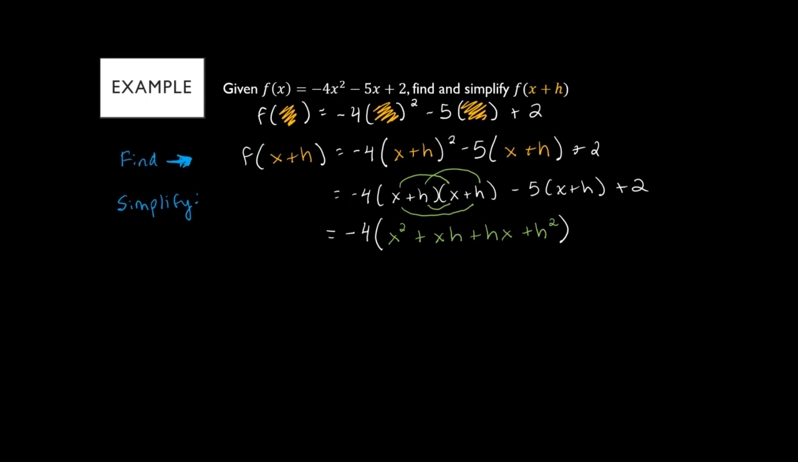And then we can also distribute through the parentheses the -5 times x, so -5x, and the -5 times h. And then we have this plus 2. This is getting kind of long, but this is part of the simplifying process: first we have to make it bigger before we can add things together and make it smaller.